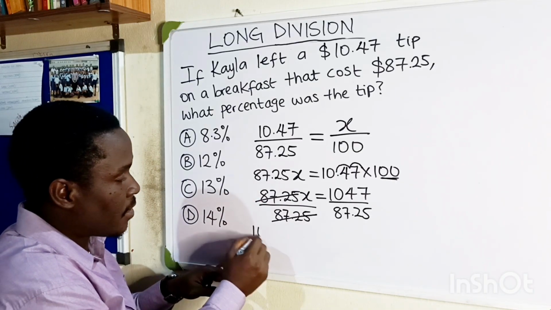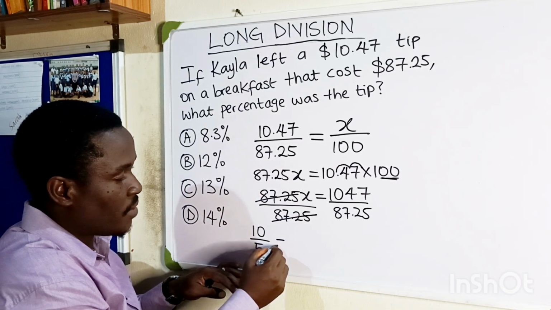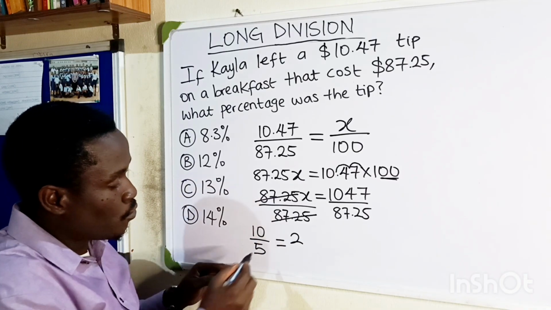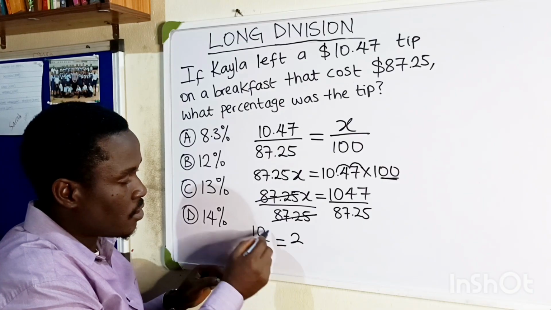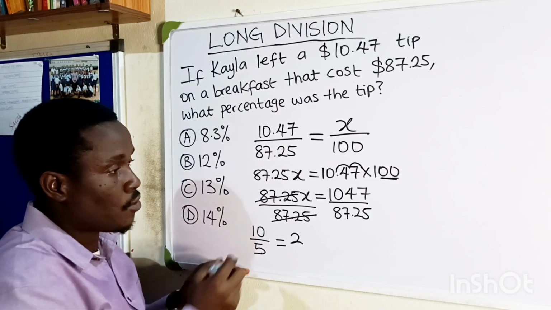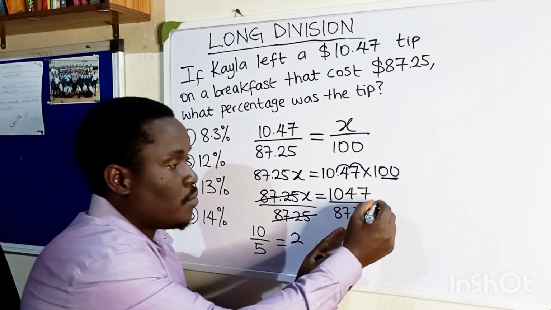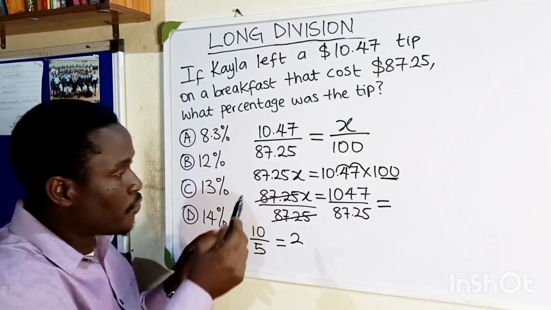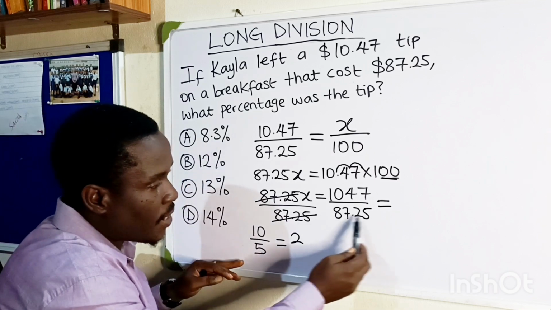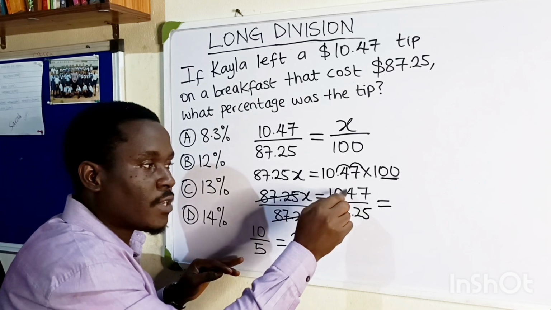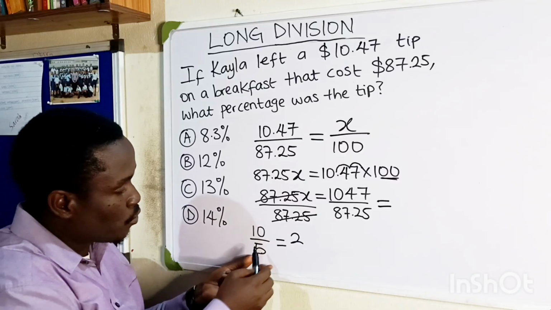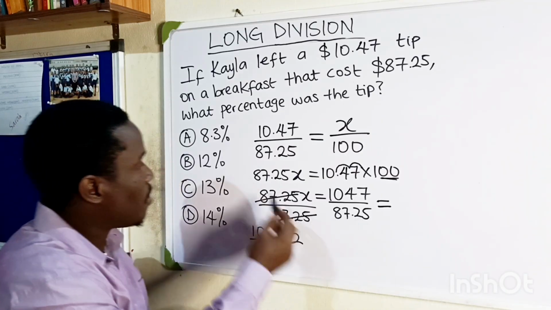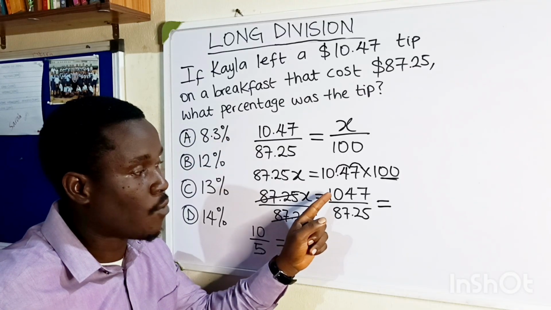If you have 10 divided by 5, this will be equal to 2, right? If you do 5 multiplied by 2, you're also going to get 10. So this divided by this will be equal to one of these options. We don't know what it is. But if you do any of these options multiplied by this, you're expected to get the numerator. Just as if you do 5 multiplied by 2, you're going to get 10. If you multiply this by the right option, you're going to get 1047.